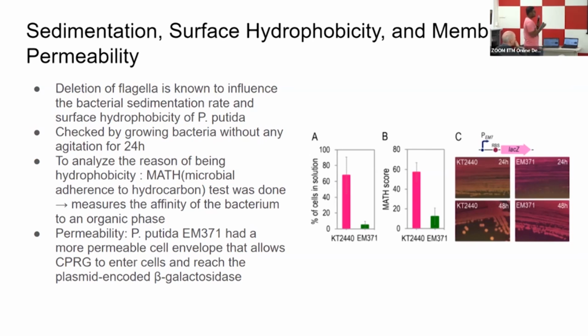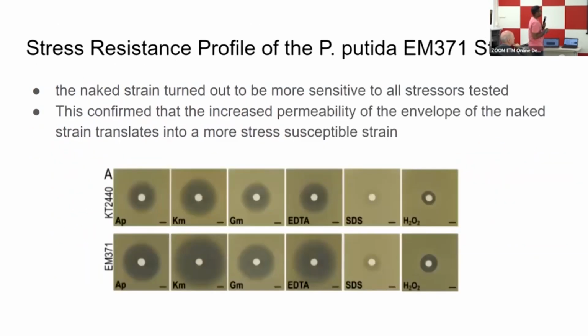They also checked hydrophobicity with the MATH test. MATH means microbial adherence to hydrocarbon, which shows how much the bacterium has affinity towards an organic phase. And lastly, they checked the permeability. The modified strain, which is EM371, had a more permeable cell envelope. This CPRG is a dye, chlorophenol red. It can enter the modified strain, and because of which it is more red as compared to the parent strain.